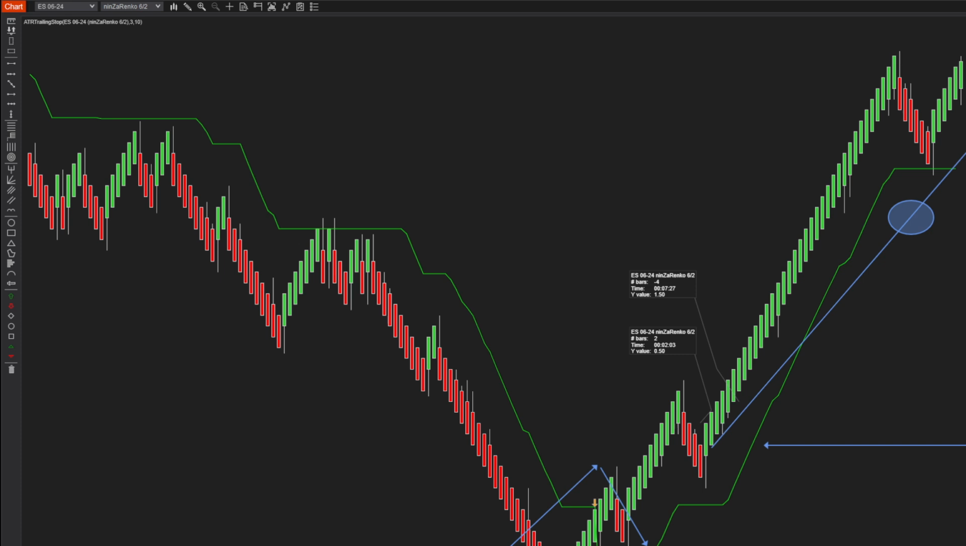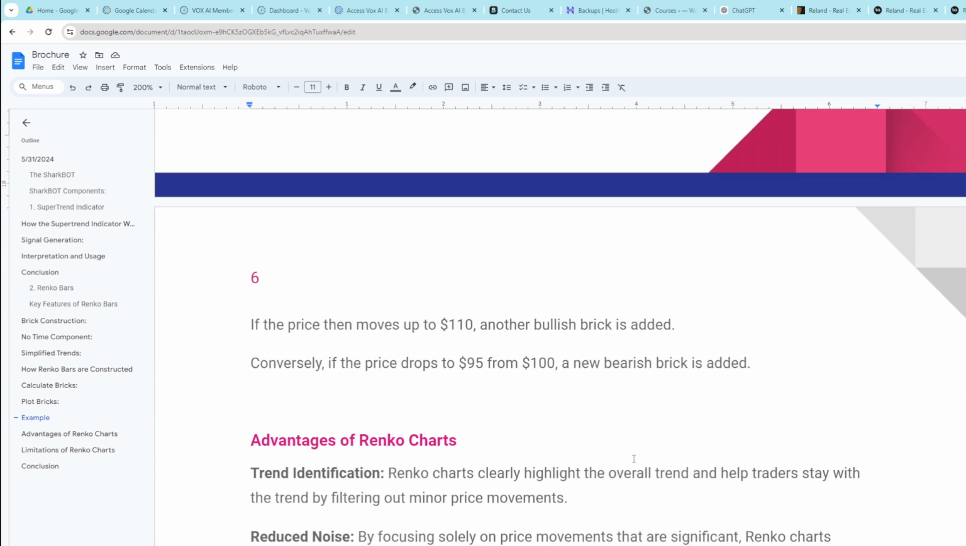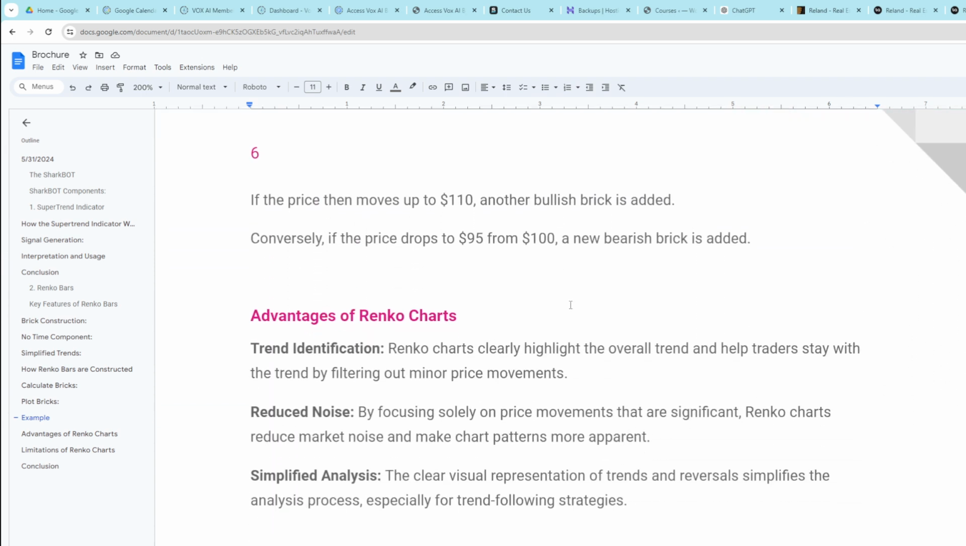6 and 2. If the price then moves up to $110, another brick is added because it moves up $5 more. Conversely, if the price drops to 95 from 100, a new bearish brick is added.